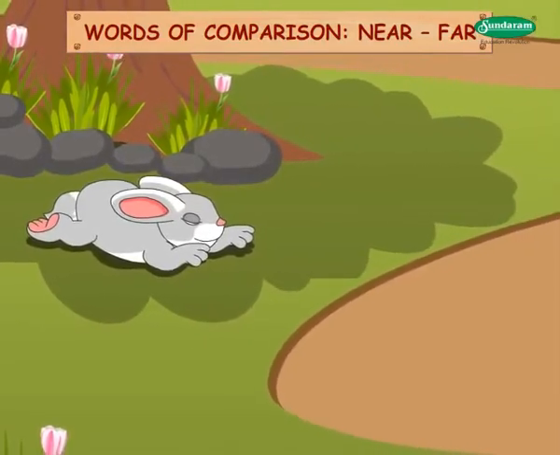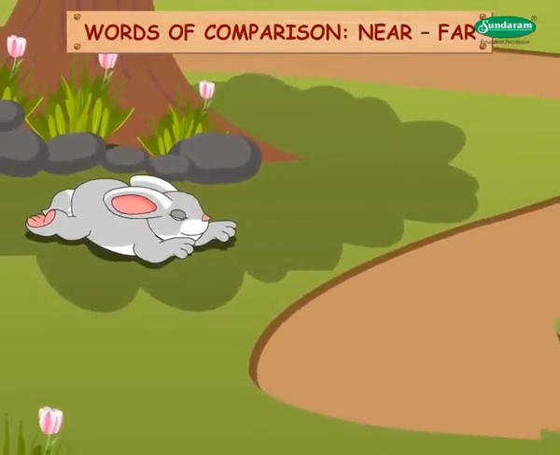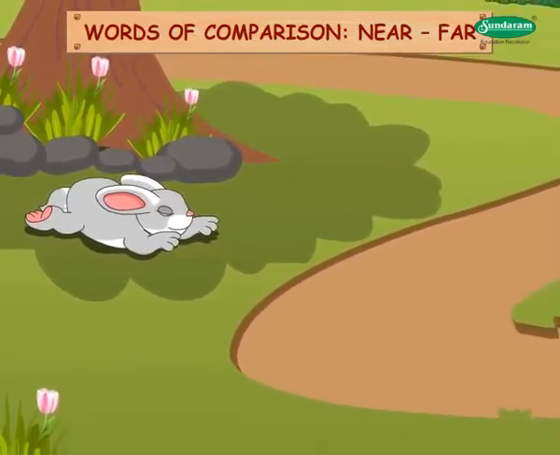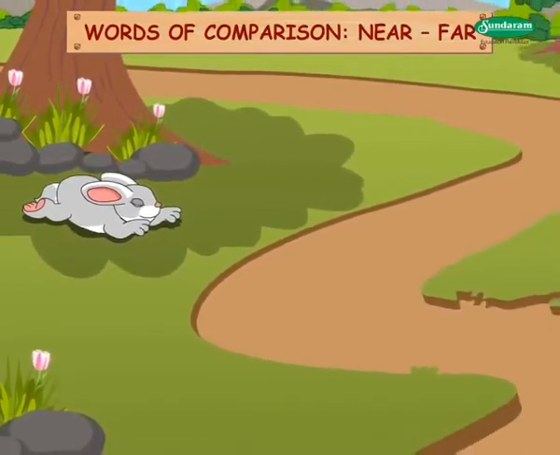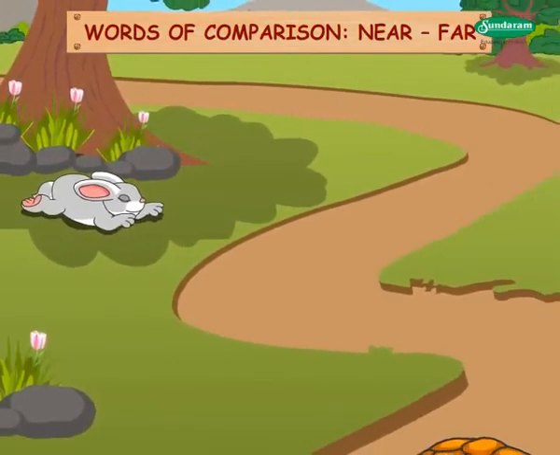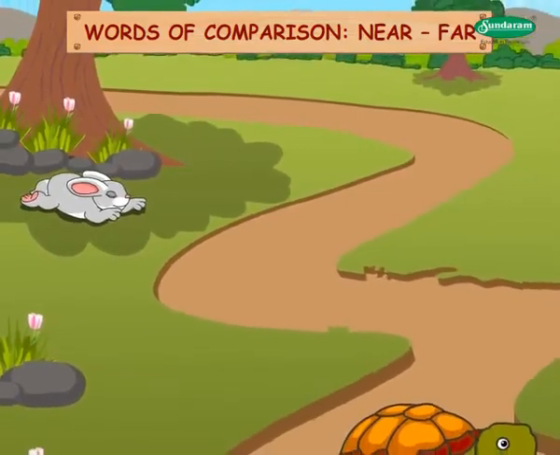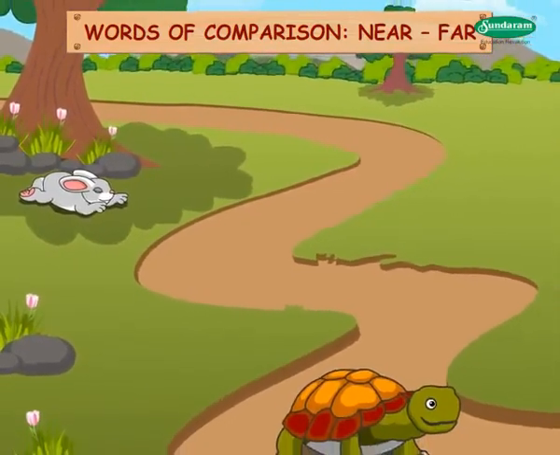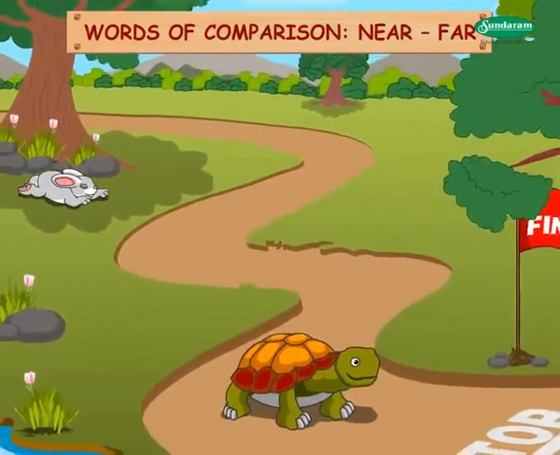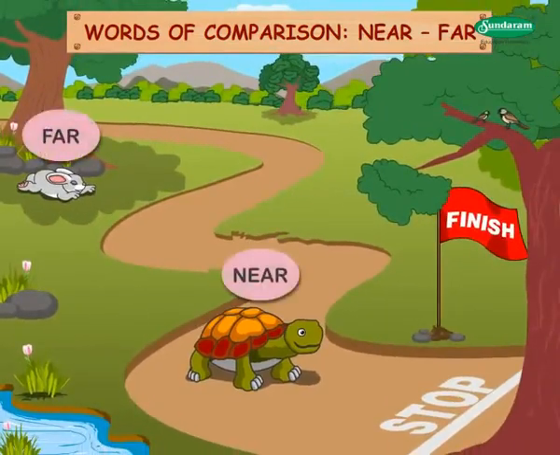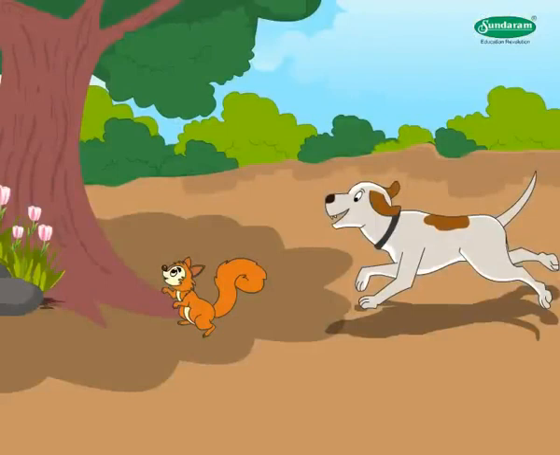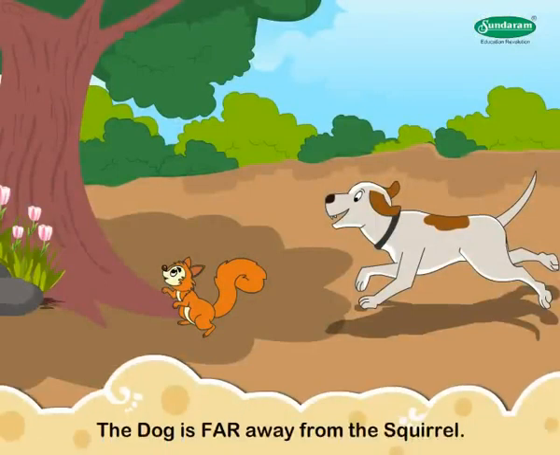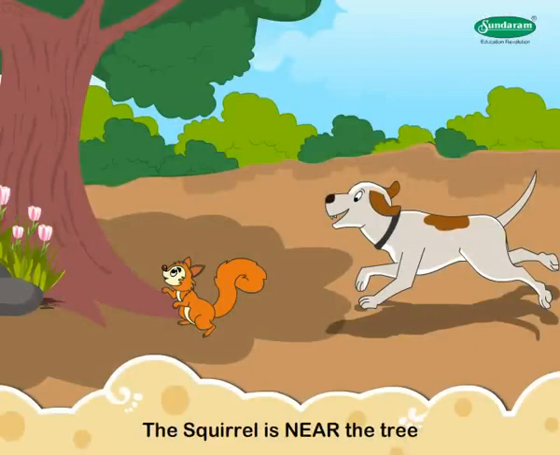When the hare woke up, he didn't see the tortoise and thought the tortoise was far behind him and happily ran towards the finish point. But as he reached near the finish point, he was surprised and shocked that the tortoise had already reached there and had thus won the race. Look at this picture. The dog is far away from the squirrel. The squirrel is near the tree.